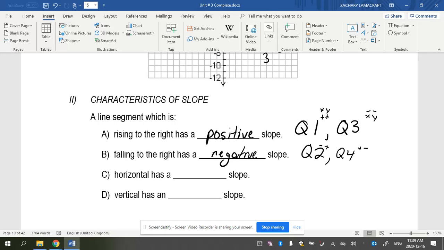A horizontal slope, or that flat slope, has what? A slope of? No, not the horizontal one. Horizontal one is what? The one that's like this. 0. And then Kylie, the one that's up and down? Undefined. Okay?